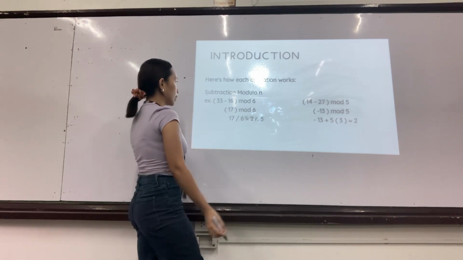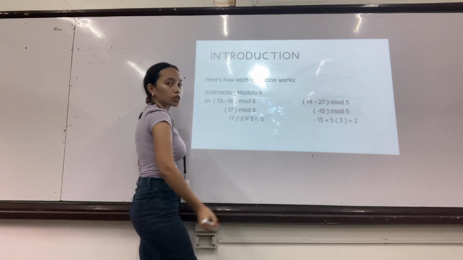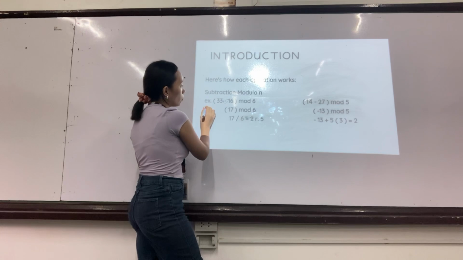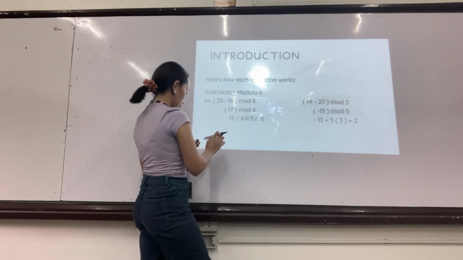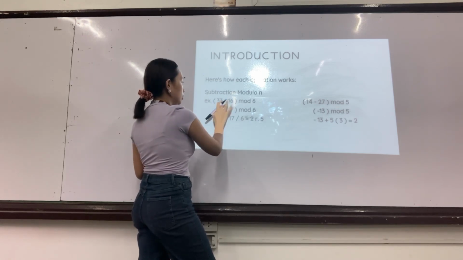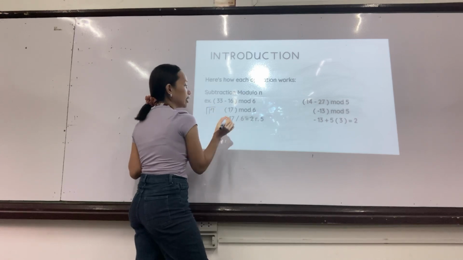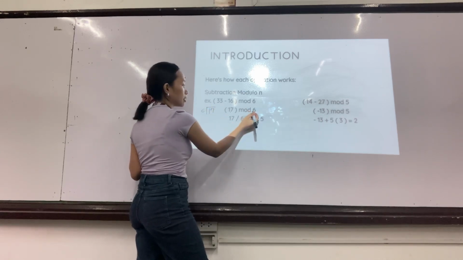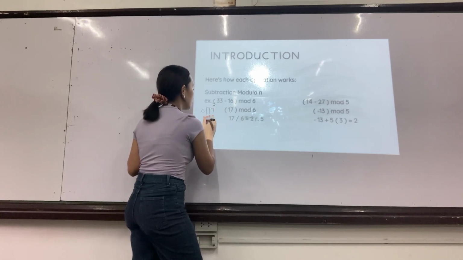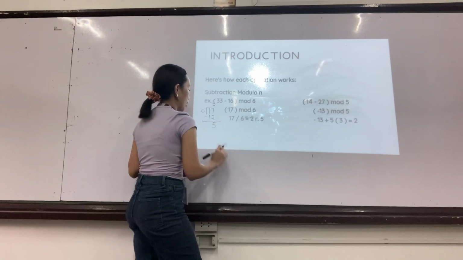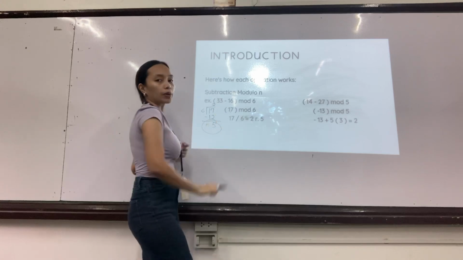Because we are dealing with subtraction, the symbol that we use here is the subtraction symbol. For example 1, we have 33 minus 16, modulo 6. Now, 33 minus 16 is 17. And 17 divided by 6, because that's the value of our modulo, we have 2, then 12, then we bring down 5. So this is our remainder and this is our answer for number 1.